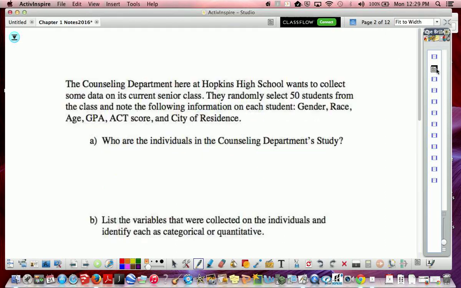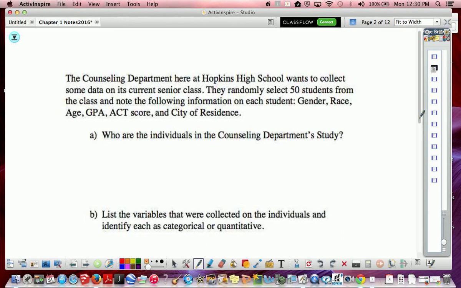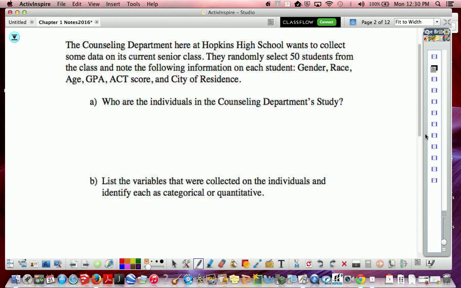Alright, let's turn to the second page. Why don't you guys try this one in your group, since it's kind of doing the same thing. I'll read it as you do it. It says the counseling department here at Hopkins High School wants to collect some data on its current senior class. They randomly select 50 students from the class and note the following information on each student. Gender, race, age, GPA, ACT score, and city of residence. I'll pause it here and give you time.